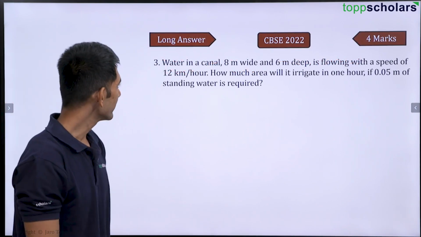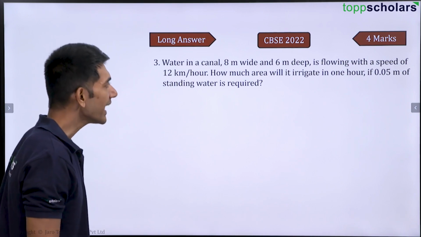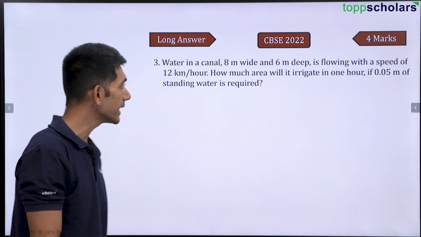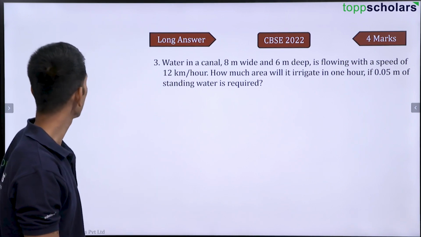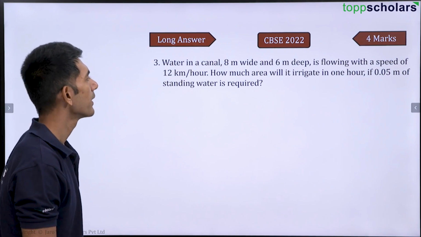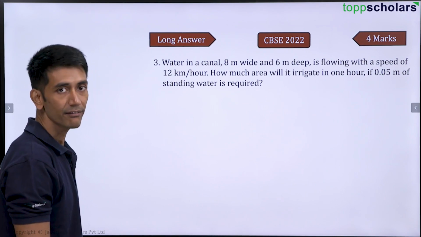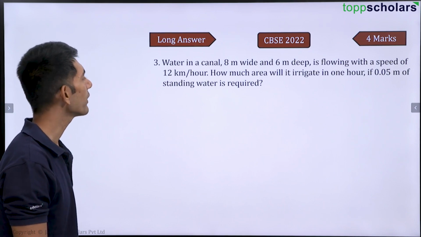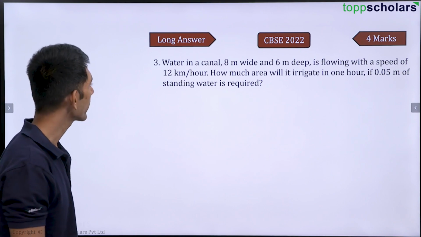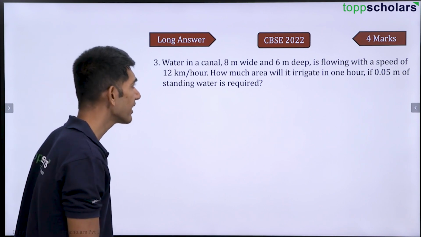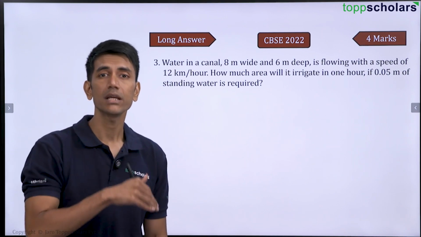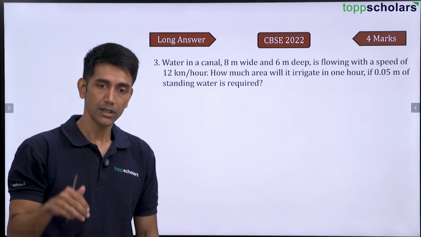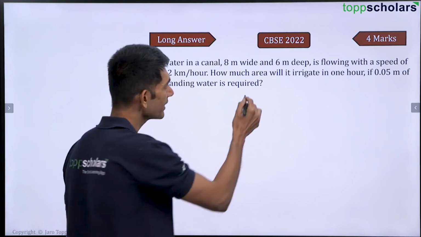So the new question says: water in a canal 8-meter wide and 6-meter deep is flowing with a speed of 12 km per hour. How much area will it irrigate in 1 hour if 0.05 meter of standing water is required? Okay. So water in a canal, see they are giving wide and deep. Wide is the breadth, deep is the height. So basically this is a cuboid.